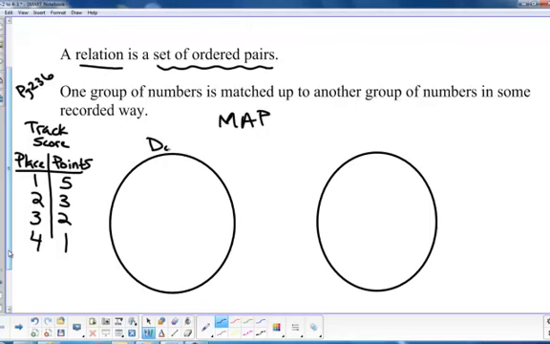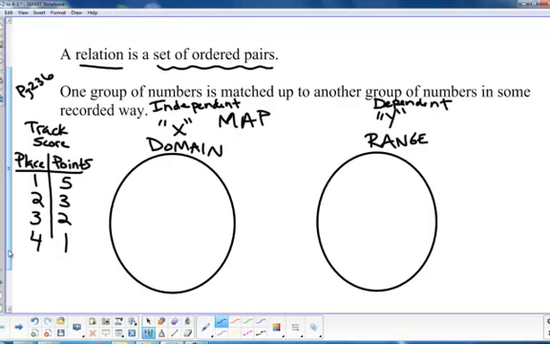This is the domain, which is your x values, and this is the range, which is your y values. You might have also heard of independent and dependent. This is the independent variable. That's the one that we're in charge of, and this is the dependent variable.